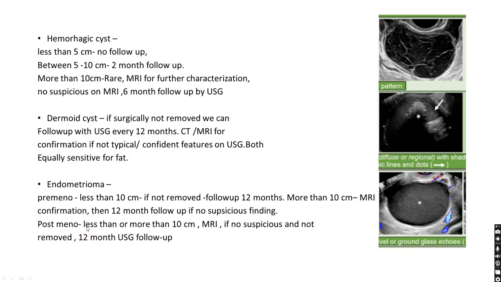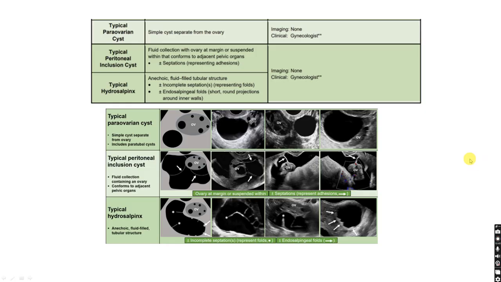Then in postmenopausal patients, whether it is less than 10 centimeter or more than 10 centimeter, we have to do MRI for confirmation of benign nature, and if not suspicious and not removed for any symptomatic reason, we have to do 12-month regular USG follow-up. So these are the typical extra-ovarian cystic lesions we saw: typical para-ovarian simple cyst, peritoneal inclusion cyst, hydrosalpinx. Imaging-wise, there is no need for any follow-up, but if they are symptomatic, then the gynecologist will treat accordingly.